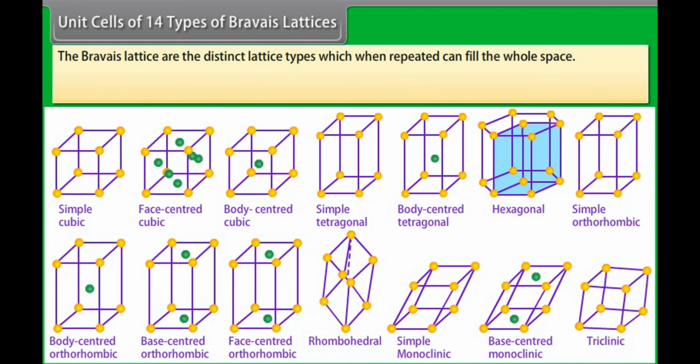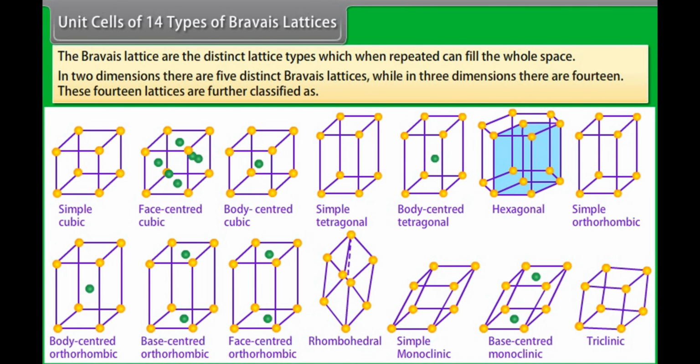The Bravais lattices are the distinct lattice types which, when repeated, can fill the whole space. In 2 dimensions, there are 5 distinct Bravais lattices, while in 3 dimensions, there are 14. These 14 lattices are further classified by the number of atoms in a unit cell.